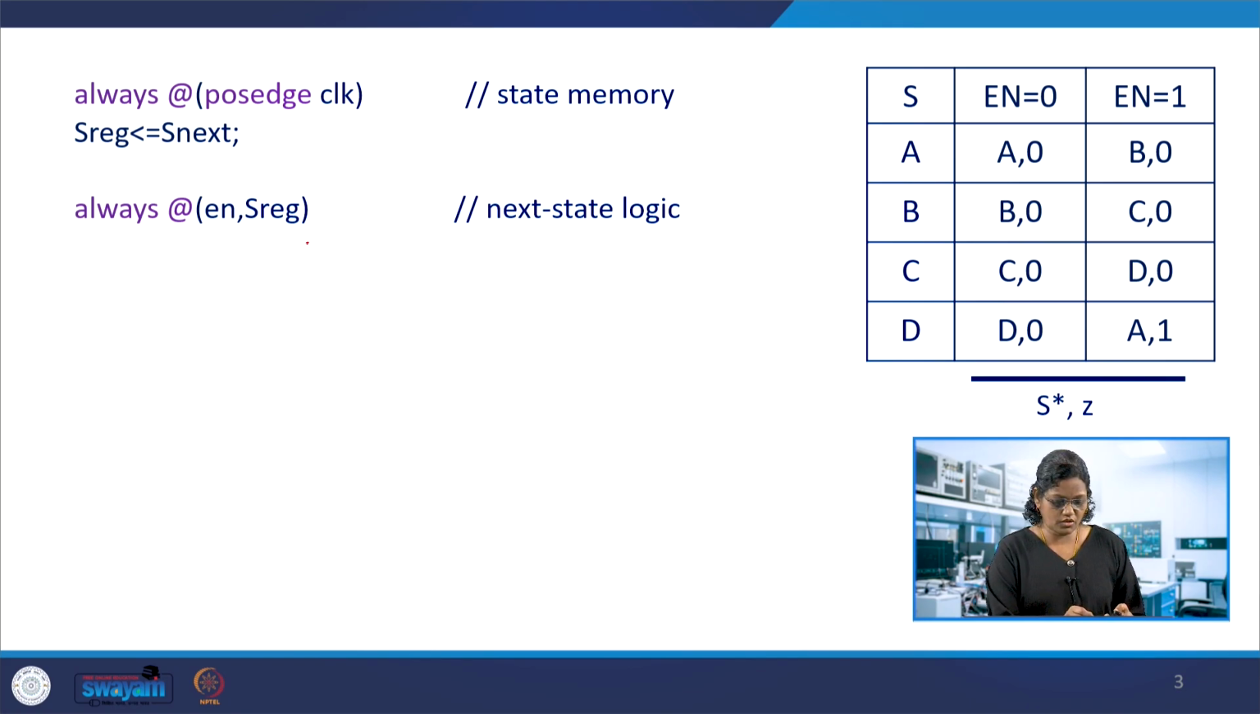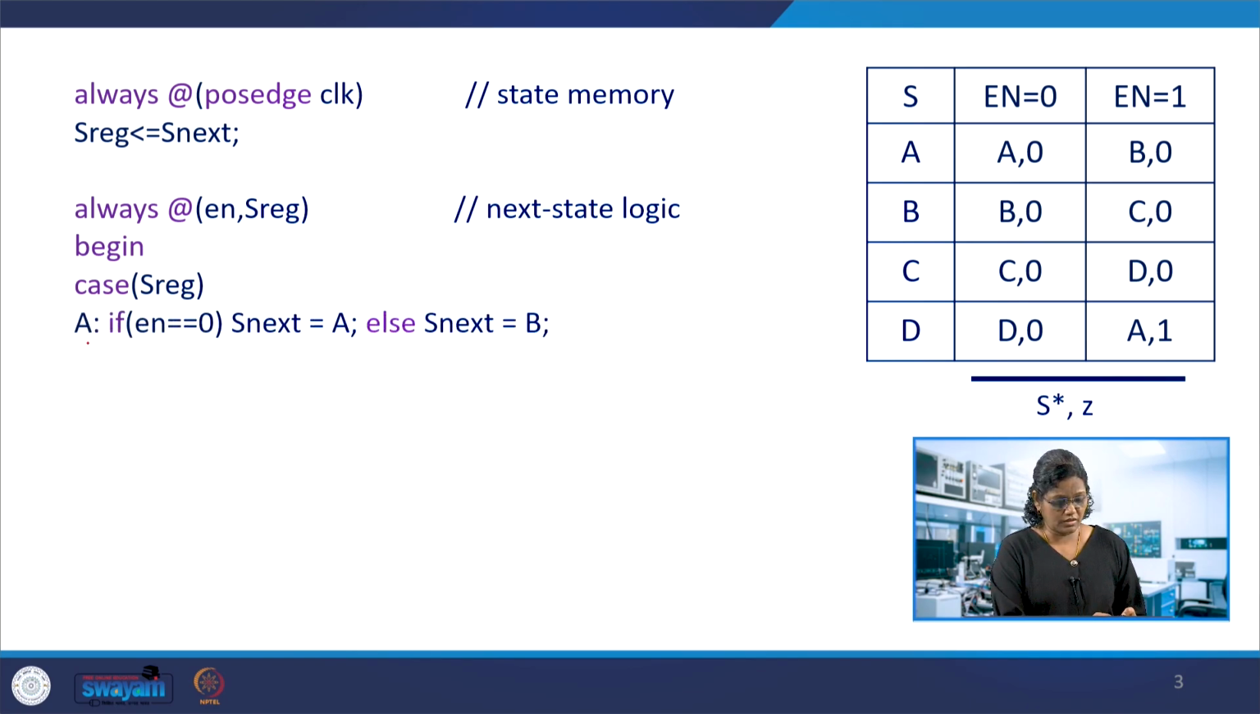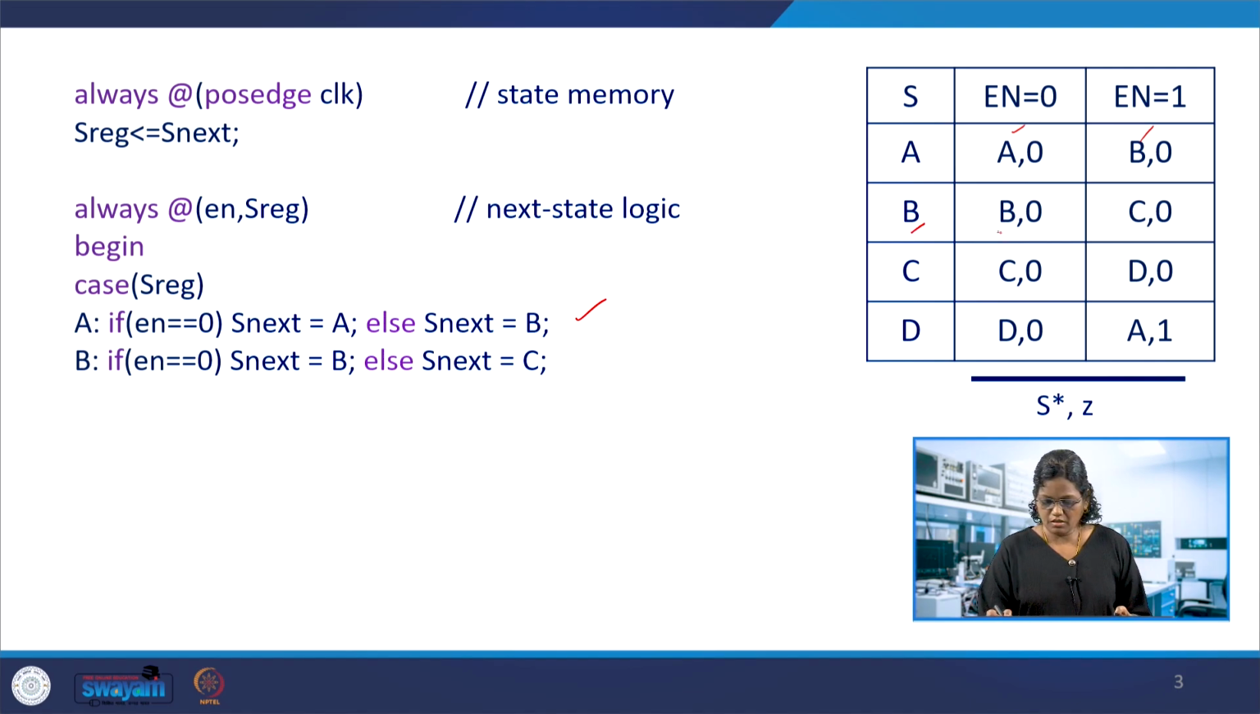Then, always at enable or S reg, the next state logic always block begins, where the case statement checks the S reg choices. If it's A, then from the state table, if enable is 0 the next state is A, else it is B. These two are written using the if-else statement. If it is B, the next state is B, else the next state is C. Similarly, if the case is C, the next state would be C, and else the next state is D.